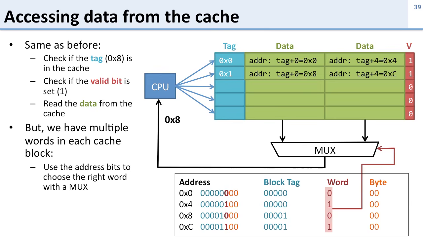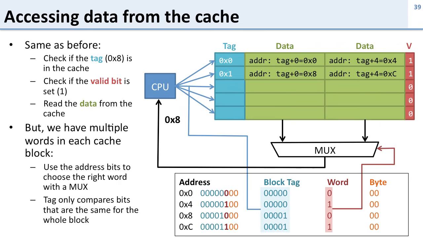So we can see that these word bits are the ones we use to choose which word of data we take out of the cache line. We also see that the tag is only going to look at some of the bits. It's not going to look at all of them the way it did in the previous cache. We take the tag bits, those that don't determine the word and don't determine the byte, and use those to search for the tag. That's why the tag for the second line in the cache is 1 and not 8, the way it was in the previous example.